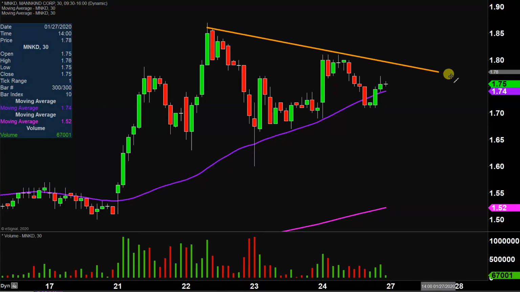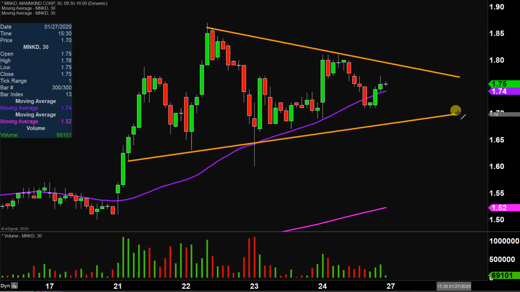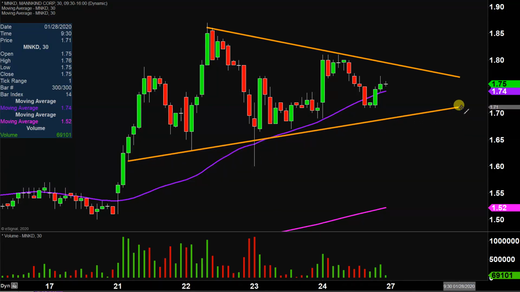So the first part of this pattern would be the resistance portion of it. And that is just formed because the price has put in some lower highs, hence the ability to draw that downtrending trend line. On the flip side of the pattern, though, you also have the bulls that have been doing a great job putting in these higher lows. So because the price put in these higher lows, you got this uptrending trend line here.